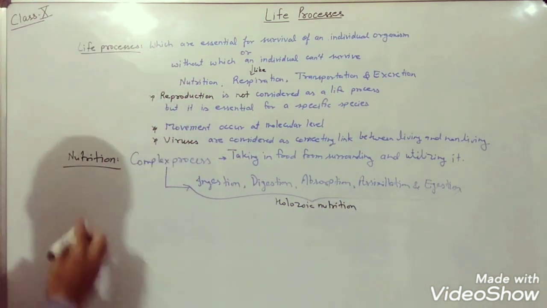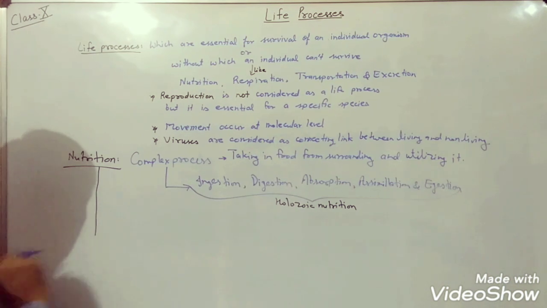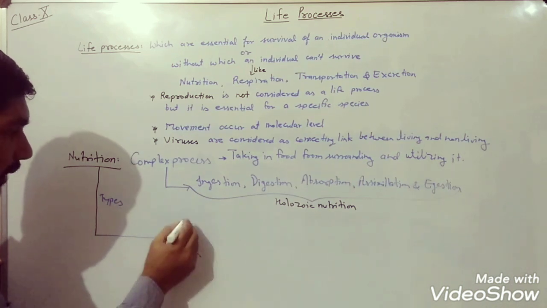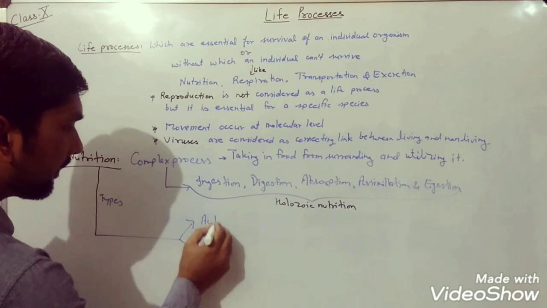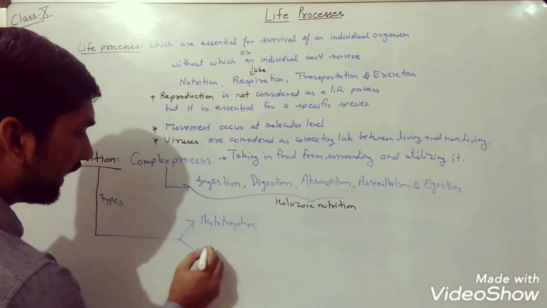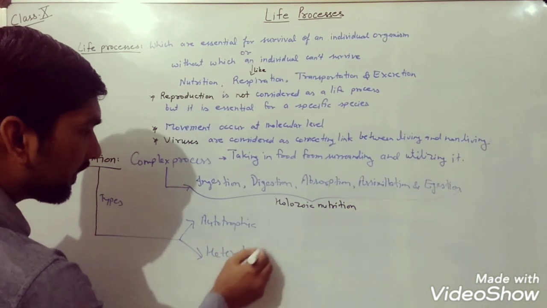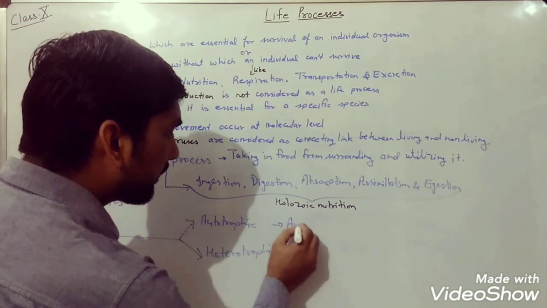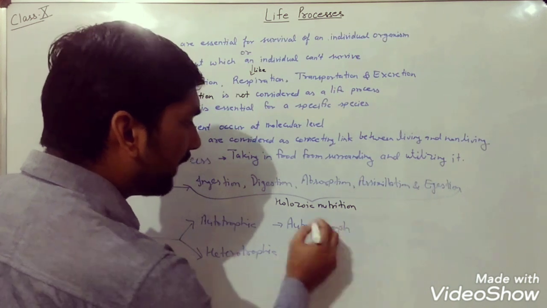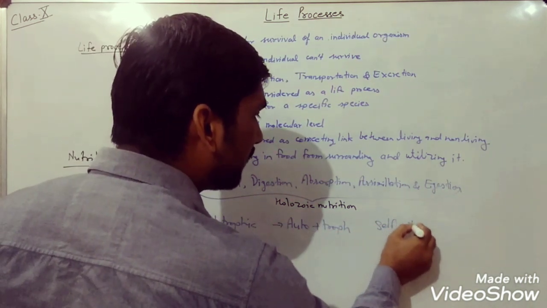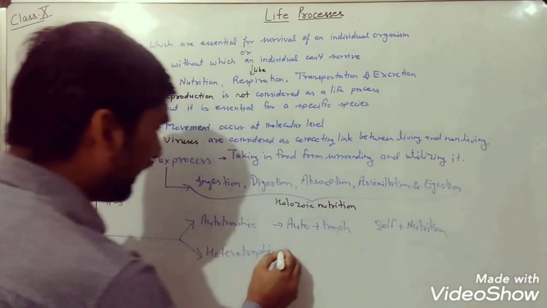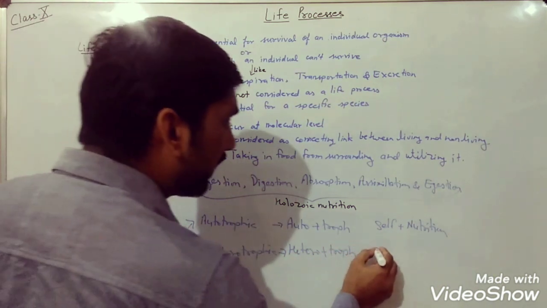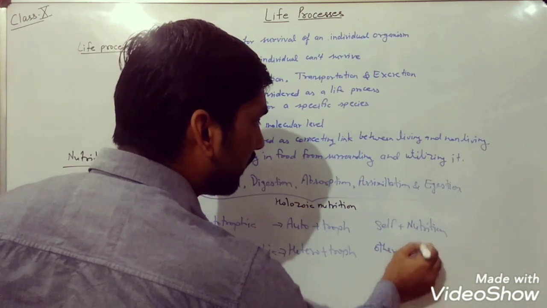So now we will discuss the types of nutrition. You have an idea that nutrition may be of two types. The first one is known as what? Autotrophic, and the second one is known as what? Heterotrophic. So autotrophic is made up of two words, auto plus troph, where auto means self and troph means nutrition. And heterotrophic is also made up of two words, hetero plus troph, where hetero means other, and troph means again nutrition.